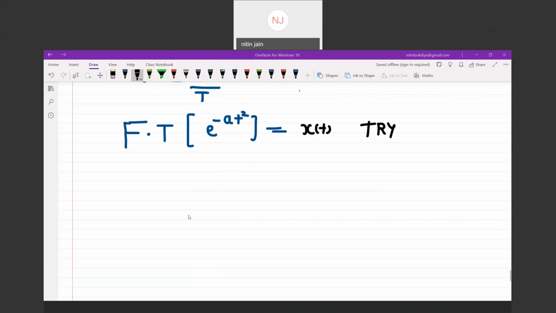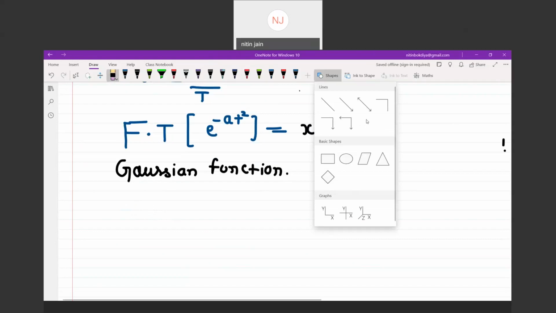Okay, so this is a function, and we are interested in the Fourier transform of this function. This function is what? A Gaussian function. The Fourier transform of a Gaussian function. So I can write X of omega. This is how a Gaussian function looks in the time domain. You can say this function looks like this.